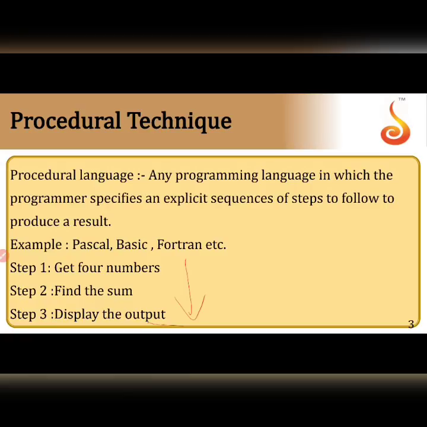We'll just go through the definition again. Any programming language in which the programmer specifies an explicit, what do you mean by that? Explicit means you know what you have to do, that is get 4 numbers. It is an explicit operation, an input operation. Same way, explicit sequence, like the sequence or the order of execution should be proper. I cannot put this here and I cannot put it here, because to find the sum I need to have the numbers. So you should have the proper sequence of steps to follow a procedure so that you get the desired result. Just go through this once.